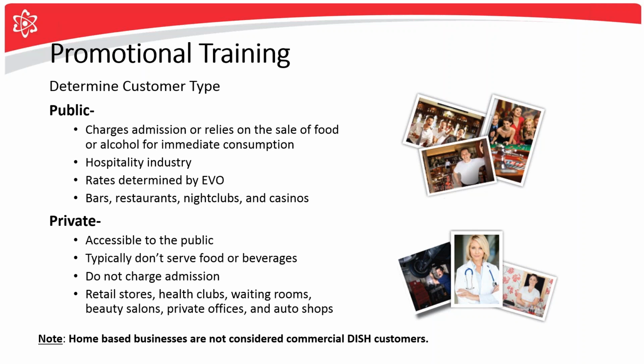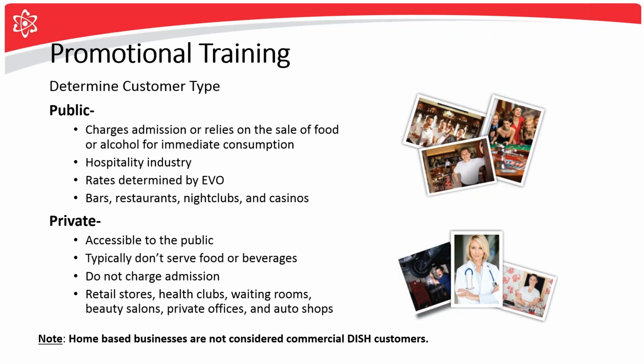The easiest places to sell TV as far as commercial are going to be your small businesses. These are your public and private businesses. So a public business are the kind of businesses where they either charge an admission or they rely on the sale of food or alcohol for immediate consumption. So this is going to include your hospitality industry. This is going to include your restaurants, your bars, your gyms, your clubs, cafeterias, places like that.